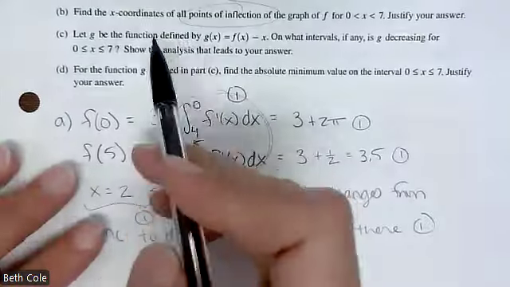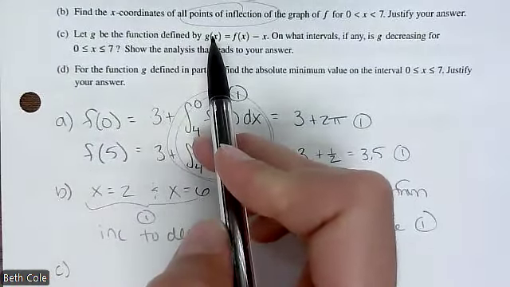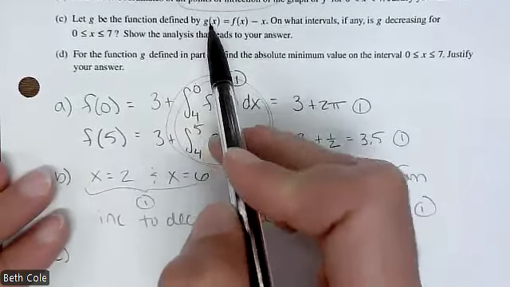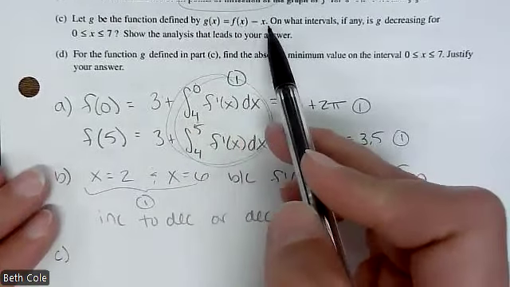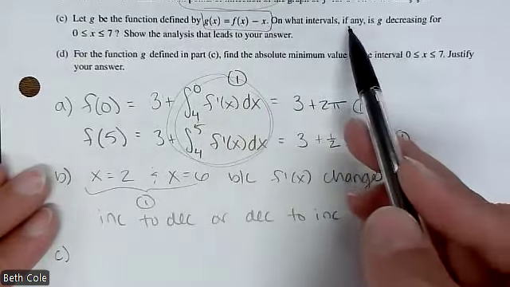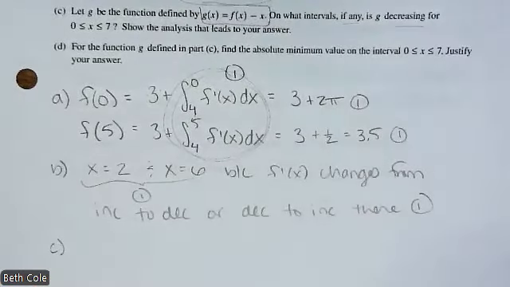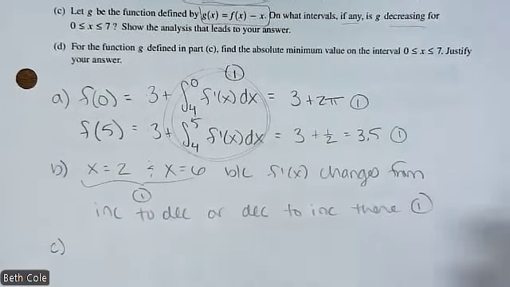All right, part C. Introducing a new function. They love to do this. Introduce something new halfway into the problem. G equals f of x minus x. Okay, so this is now the function that we are looking at. On what intervals, if any, is G decreasing? How do you tell increasing and decreasing? Yeah, derivative is positive or negative, right?